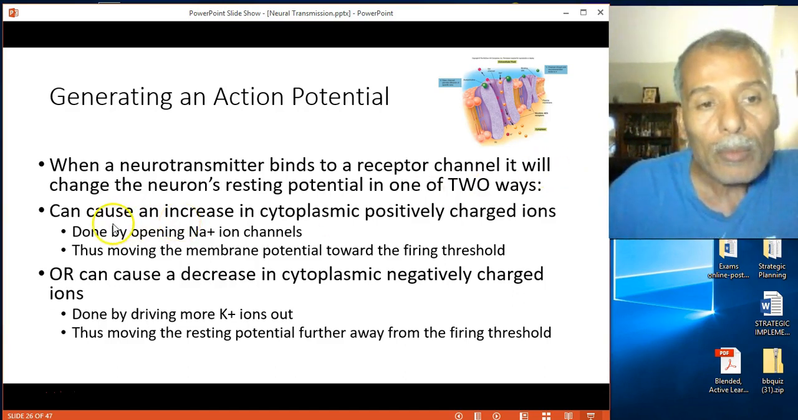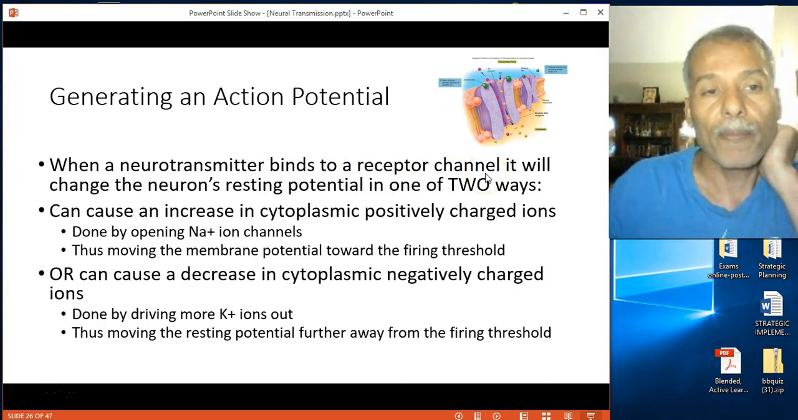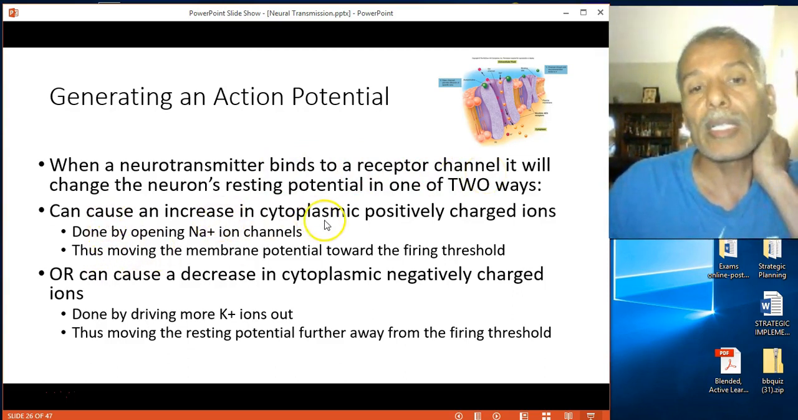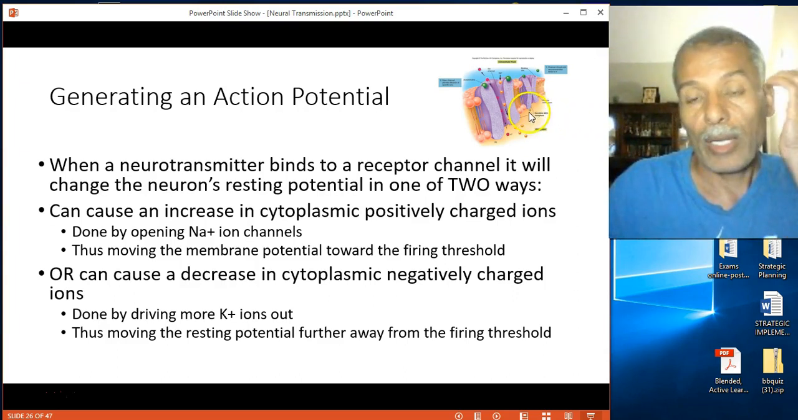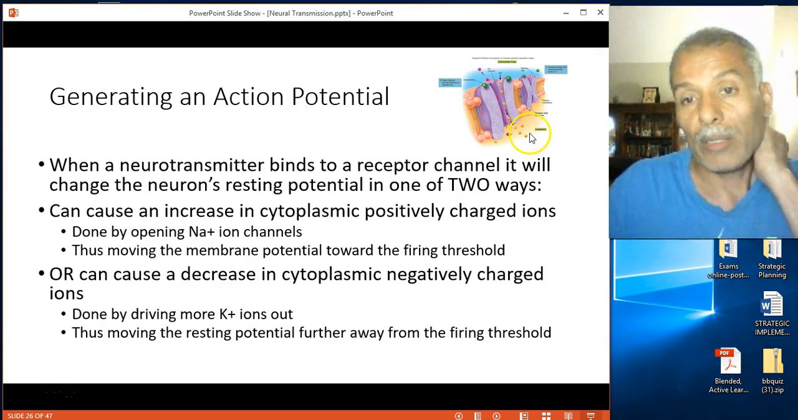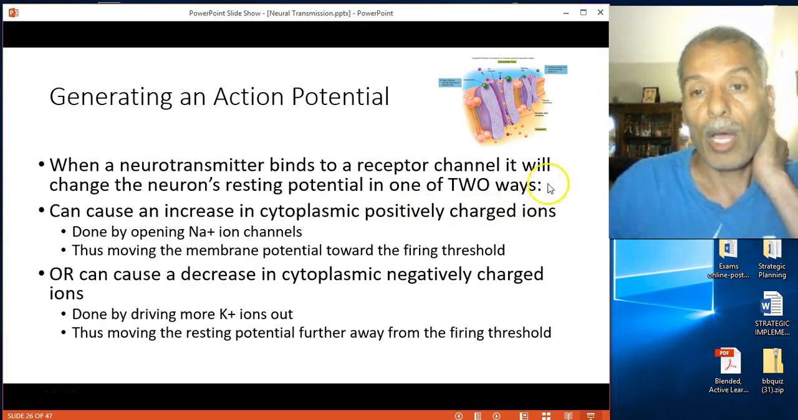That's in the case when the neurotransmitter is excitatory. It can cause an increase in cytoplasmic positively charged ions, for example, by bringing in more sodium. So instead of negative 70, if you bring in 15 sodiums, that means 15 positive charges are in, and that's going to cancel out the effect of 15 of this minus 70. Then you have minus 55 millivolts. That is the threshold at which the neuron is going to fire. That's one situation. If you bring positively charged ions in, you get firing.